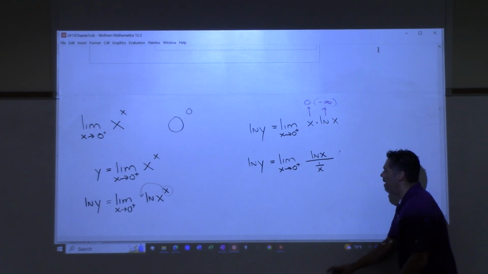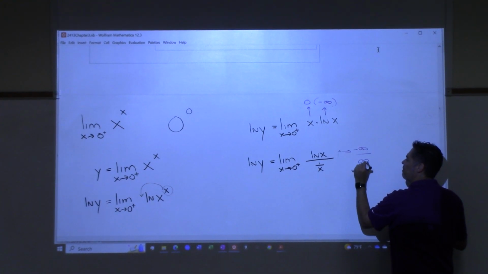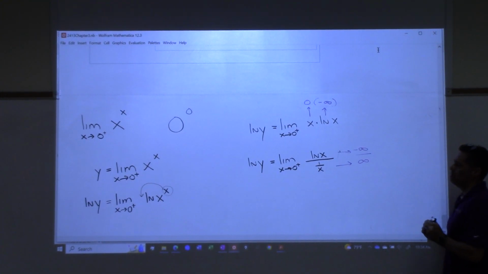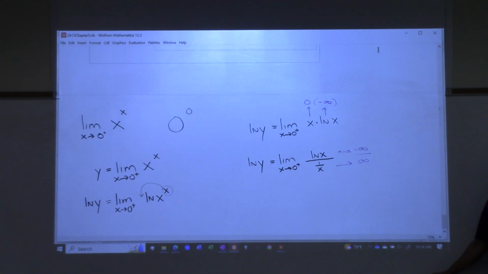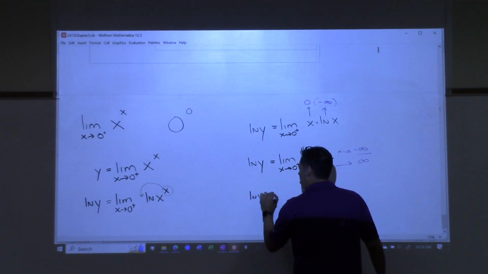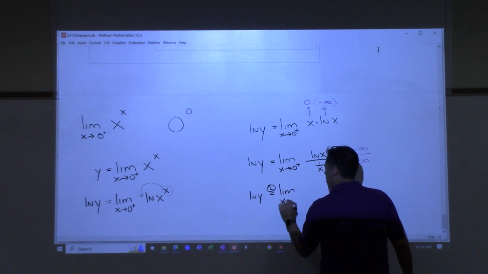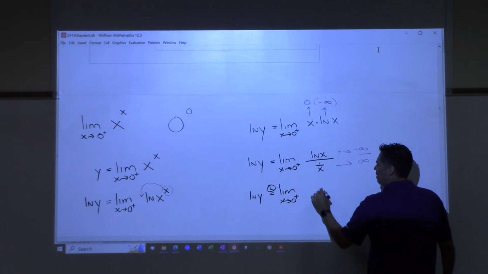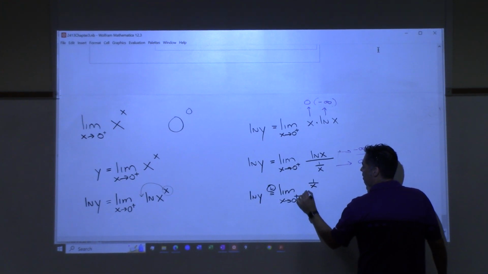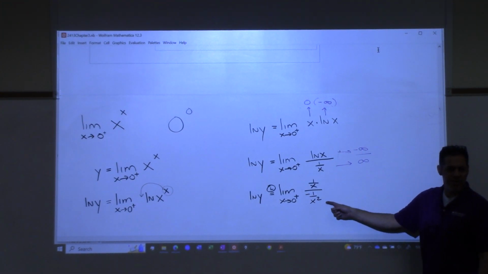Now I know that I have negative infinity over infinity, because we talked about this a few minutes ago. And now I can use L'Hopital, right? So watch how I do the L'Hopital. I do natural log y equals, I'm using L'Hopital now, limit x goes to 0 from the right. Okay, when we did L'Hopital, we got 1 over x on top, and on the bottom we got negative 1 over x squared. I'm not showing that work because we just did it a second ago.